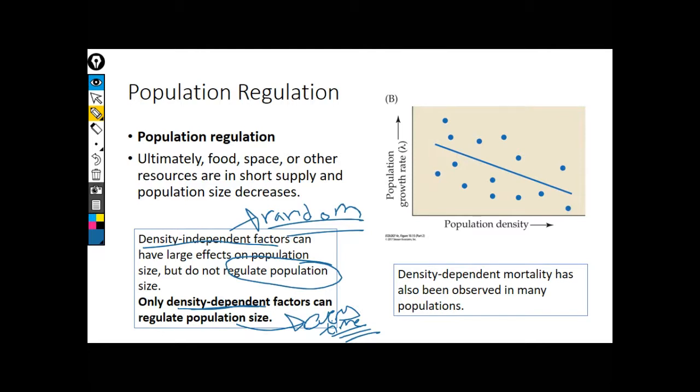Right? You can depend on it, dependent, to come in as that population gets big. Density independent shows up when you throw a dart. The difference between those two very clear. Both are important, but different.